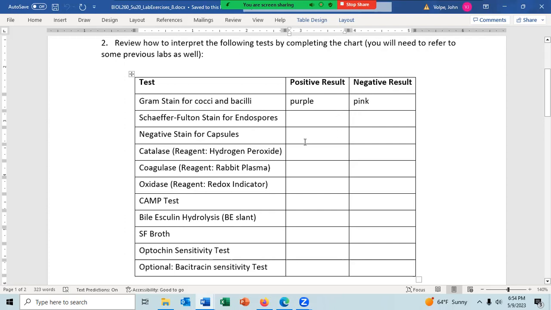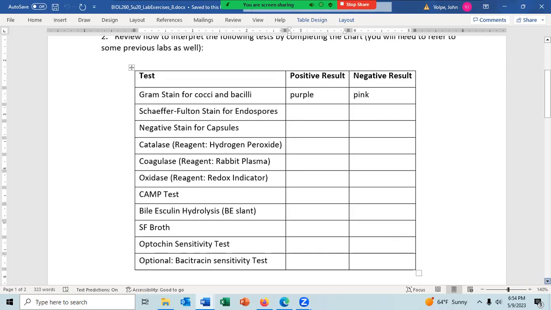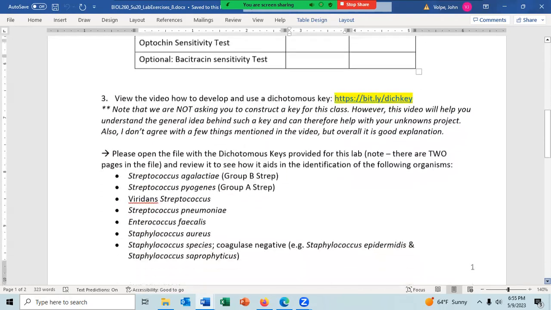Then what you see with a capsule, and you can try and write less than a phrase here, but this one you probably need to go more than one word. And then a negative result, discuss that. Catalase, say what you see. Coagulase, all of these, say what you see. So fill that in and then do the case studies.